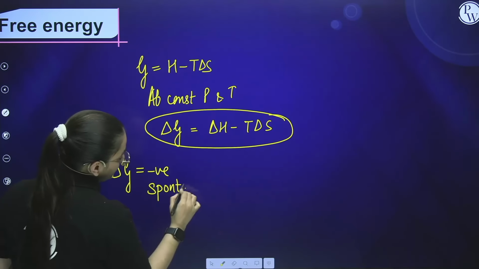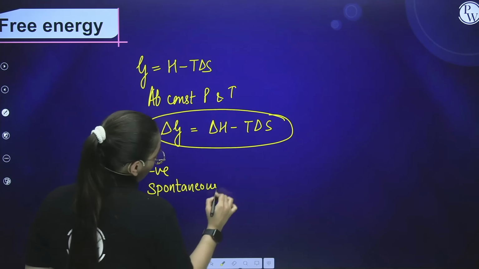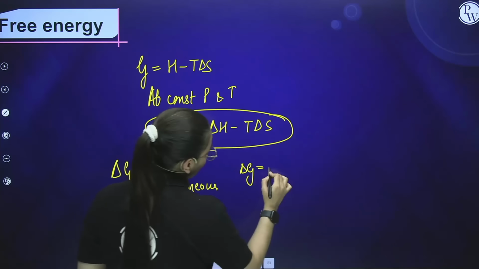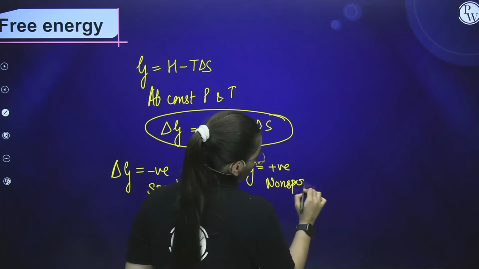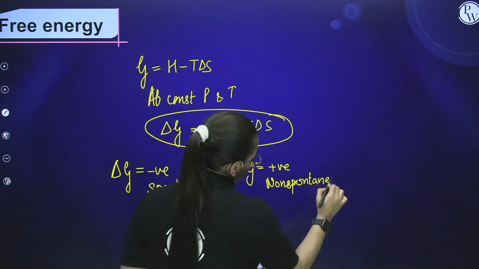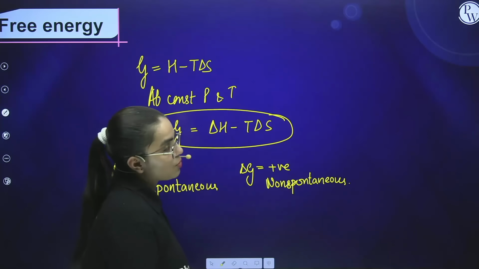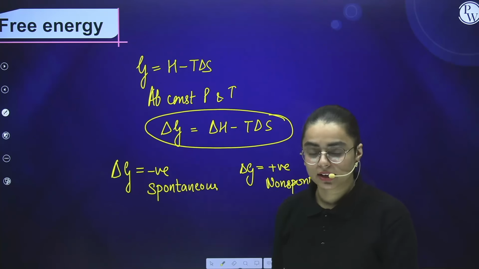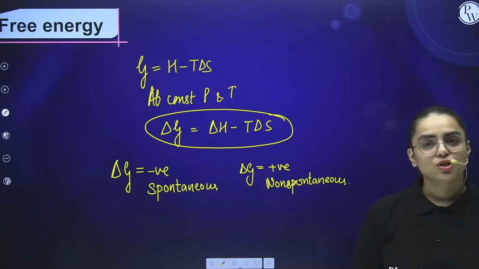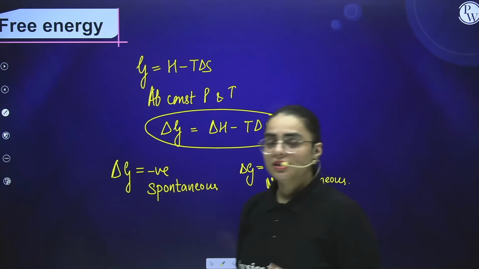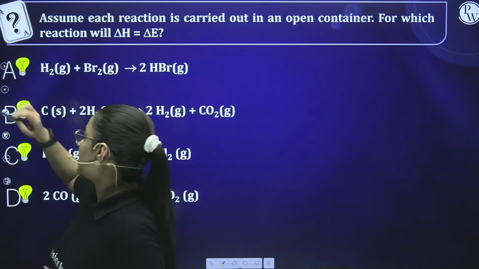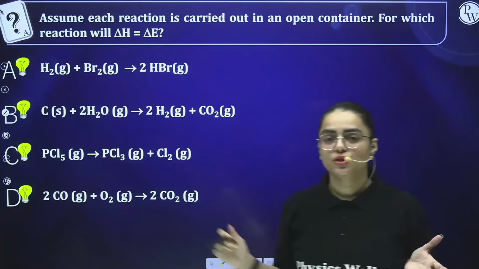It will be your spontaneous process. But when your delta G, students, comes out to be a positive value, it is a non-spontaneous process. This is also going to help you a lot, because it is also asked: in the spontaneous process delta G tends to be negative, while in the non-spontaneous process it tends to be positive. Is it clear? It was quite easy, right, students? Now, students, this ends our chapter. Now we are going to start with the question segments.